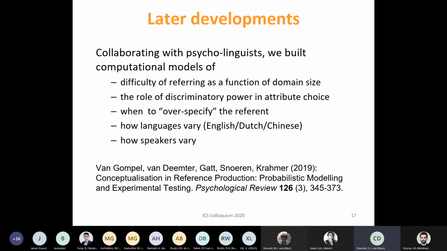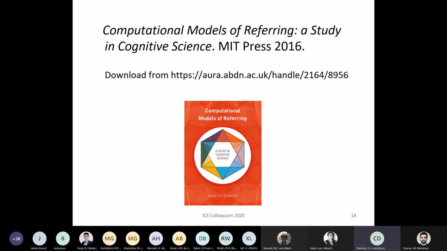How do languages vary? That's a relatively new subject for us. How do speakers vary? We've looked at that a lot. A nice result of that work is the paper that you see there at the bottom. Details don't matter at the moment. What we're very proud of is that this is the top psychological journal, and it publishes our algorithm. We thought that was rather cool.